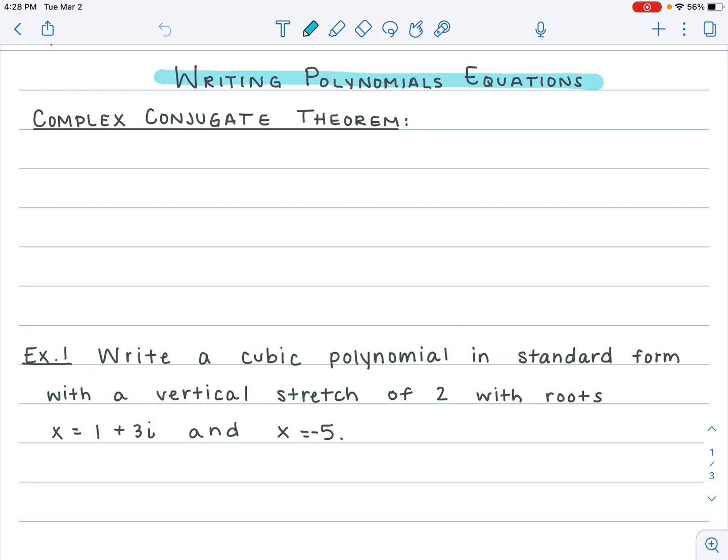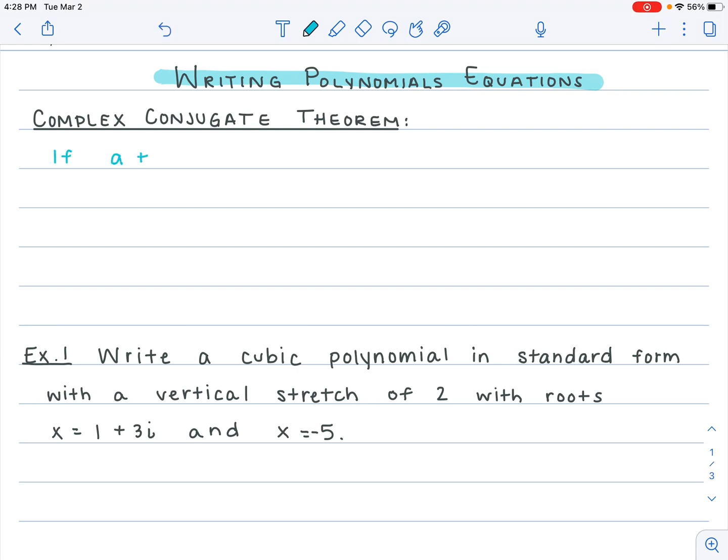All right, today we're going to be learning how to write polynomials. We're going to learn how to write them in factored form and also how to convert them to standard form. We do this by getting when you have roots given to you. So the first thing we have to do is a complex conjugate theorem.